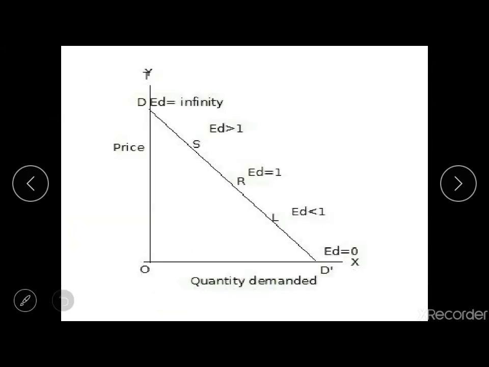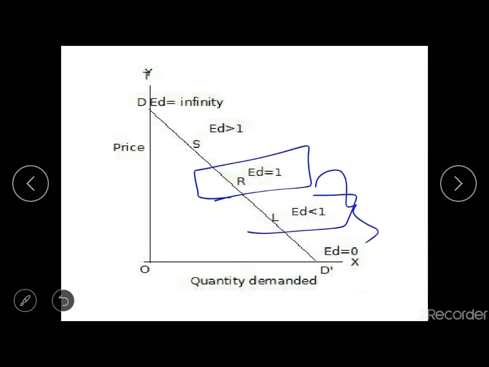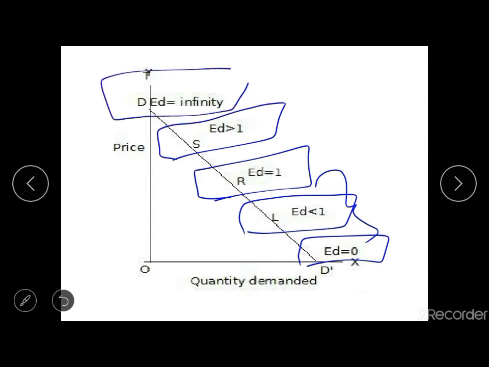Now let's look at this figure. You see at the midpoint, the point elasticity is 1, and as we move lower, the point elasticity becomes lesser than 1. At the lowest point, the point elasticity is 0. As we move upwards from the midpoint, the point elasticity is greater than 1, and at the highest point, the point elasticity is infinity. So guys, this was all about arc elasticity and point elasticity.